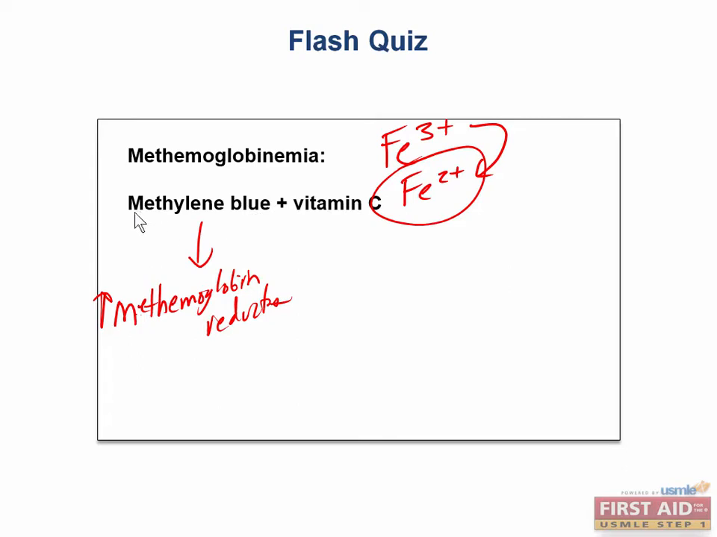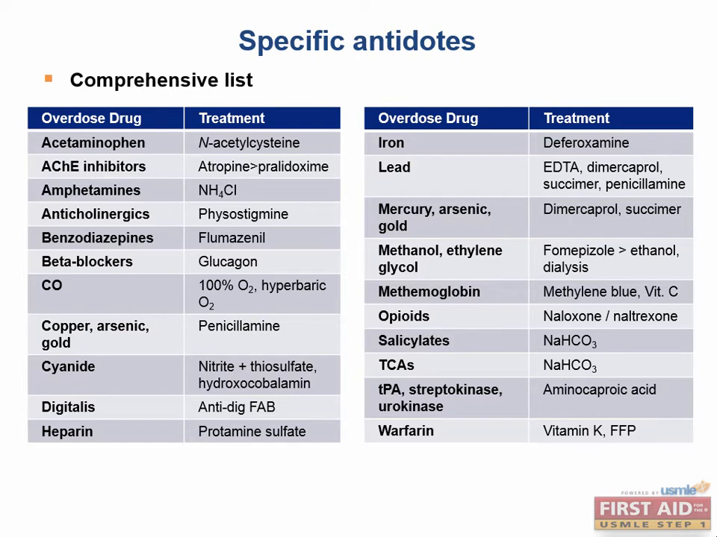So either way, with methylene blue, we're going to stimulate or ramp up our methemoglobin reductase, which is hopefully going to convert our Fe3+ into our Fe2+, or vitamin C is thought to directly convert our ferric iron into our ferrous, or normal desirable iron. So this concludes our discussion on the specific antidotes.